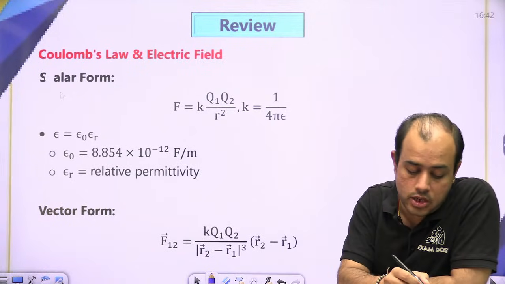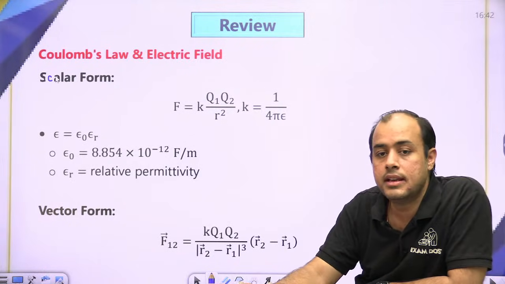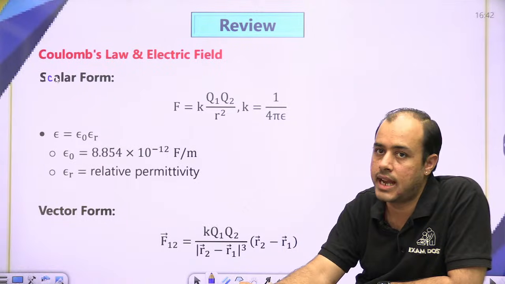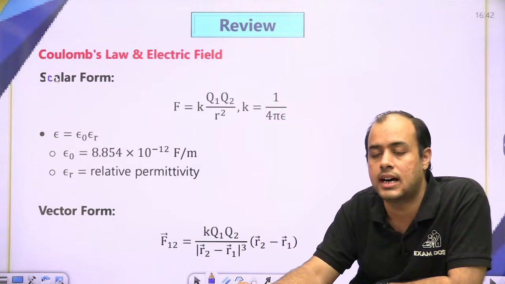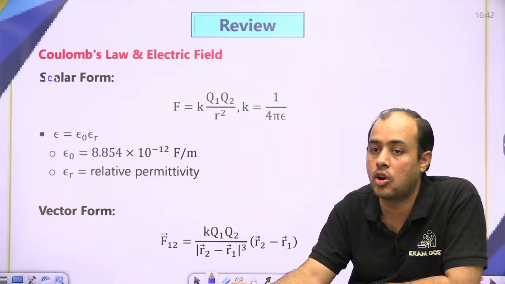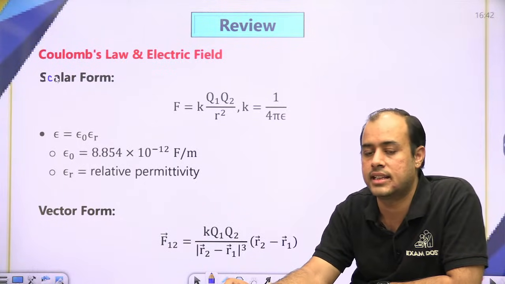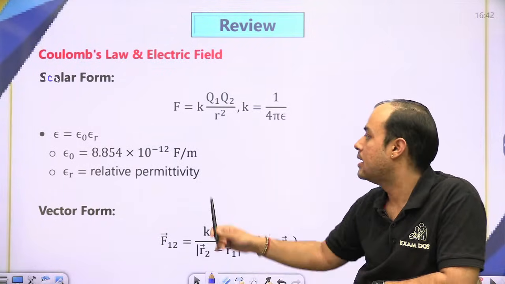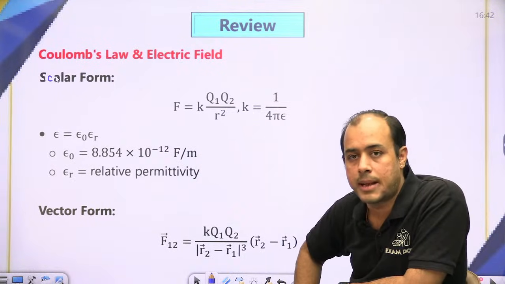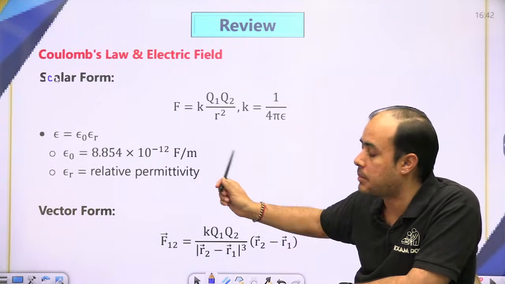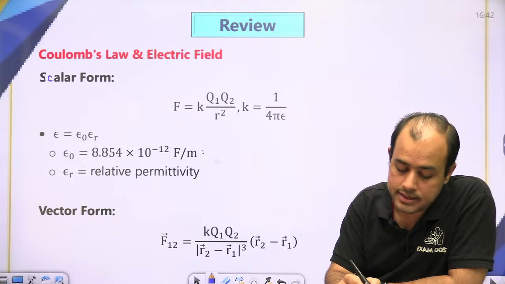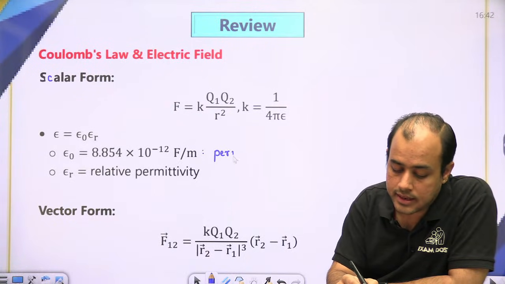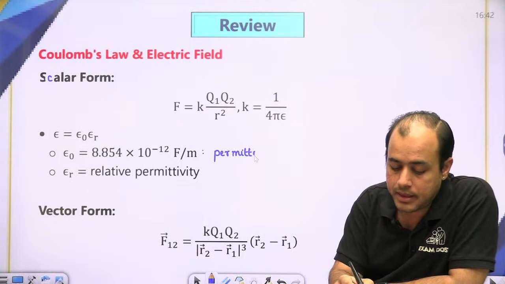Then we saw the scalar form of Coulomb's law, that the force between the two charges is K Q1 Q2 by R square. K is 1 by 4 pi epsilon. Q1 Q2 are the charge values along with the sign. R is the distance between the charges. Now epsilon is epsilon naught times epsilon R. Epsilon naught is the permittivity of free space. Epsilon R is the relative permittivity.